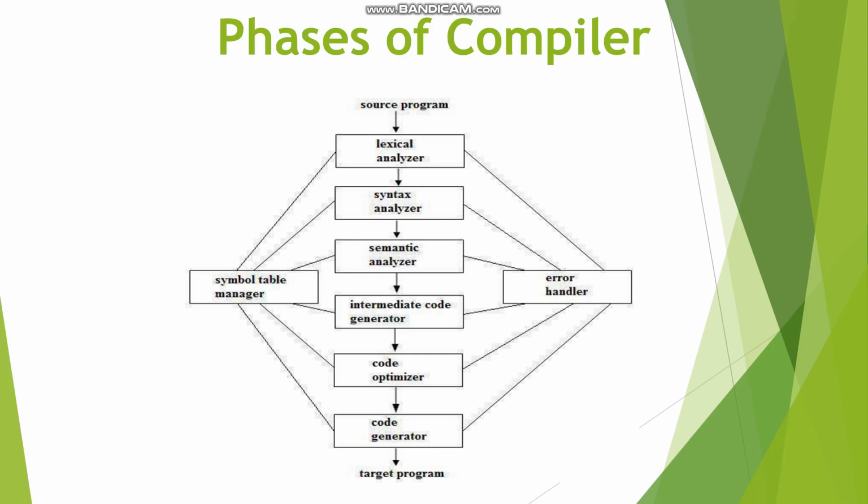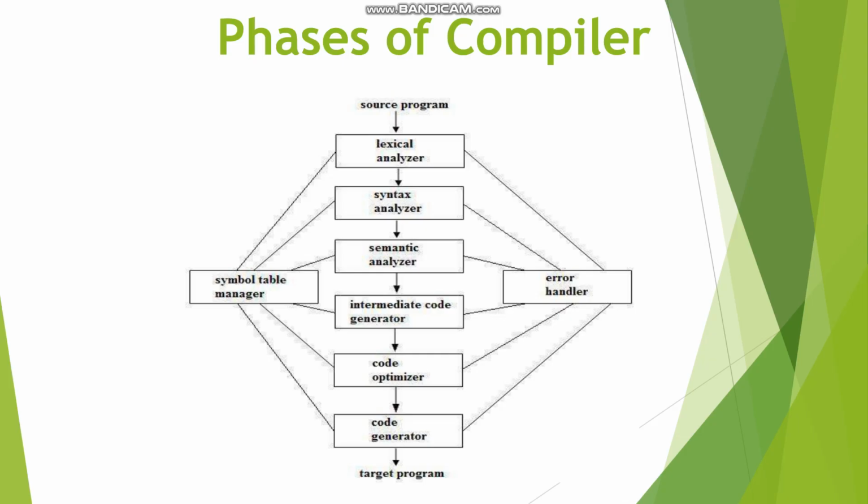Then coming to the code generation. What is code generation? This is the final stage of the compiler, and this phase takes the optimized intermediate code and generates the actual machine code that can be executed by the target hardware.